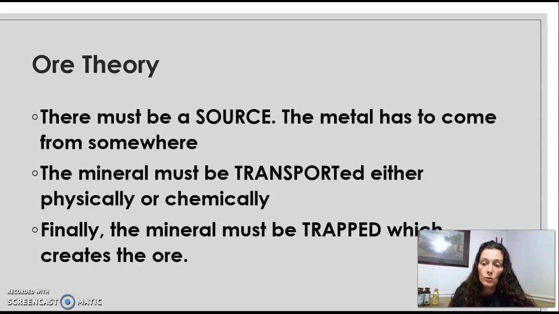The ore theory. So there must be a source. The metal has to come from somewhere, and that's the start. Then the mineral must be transported either physically or chemically. So there's metal, and then it gets moved by erosion or magma, and then finally the mineral is trapped, and that's what creates the ore.